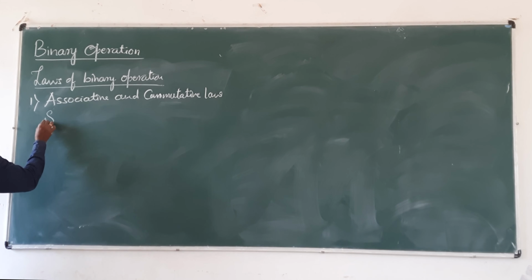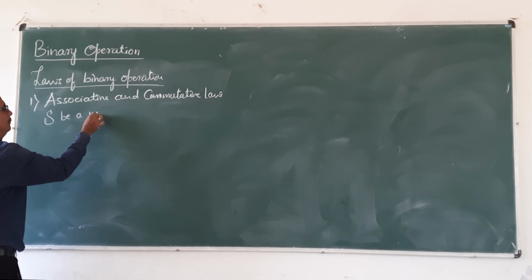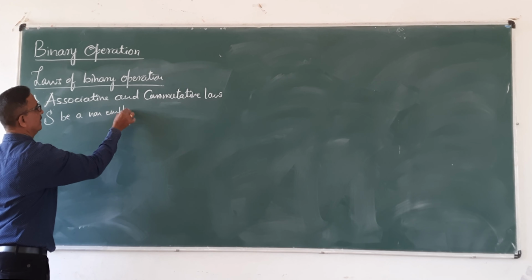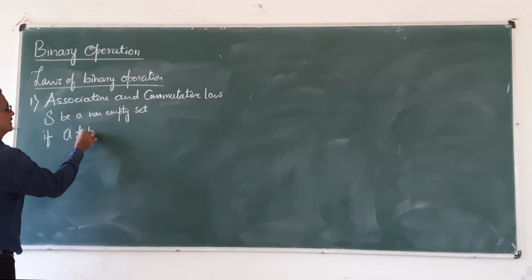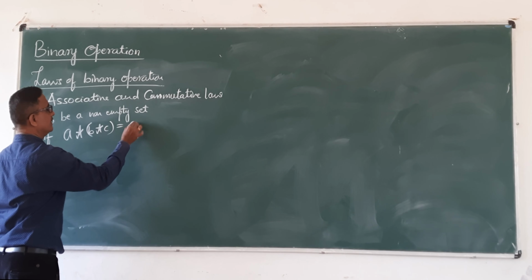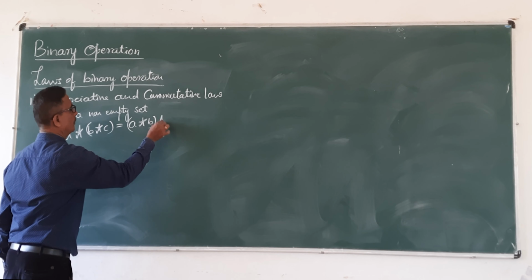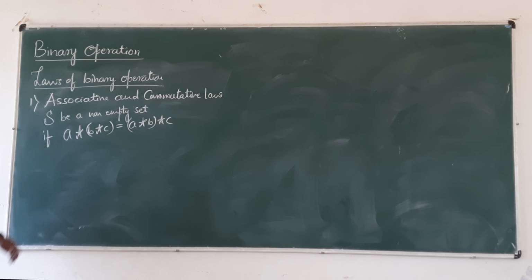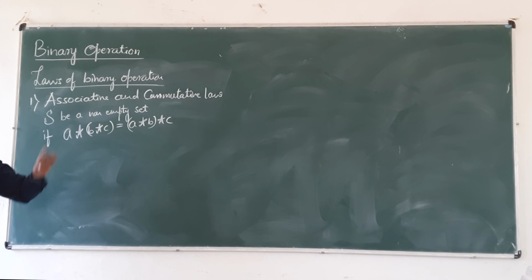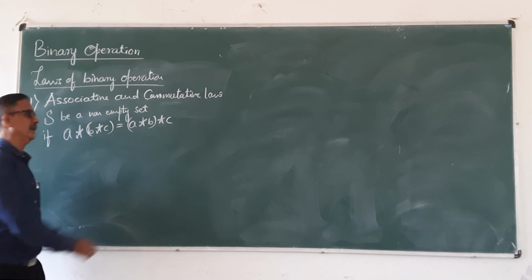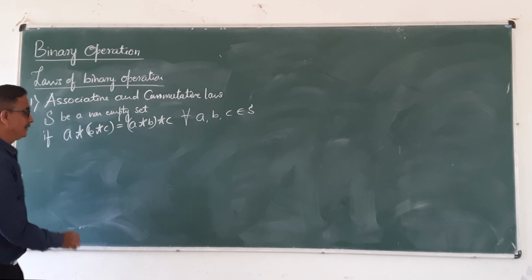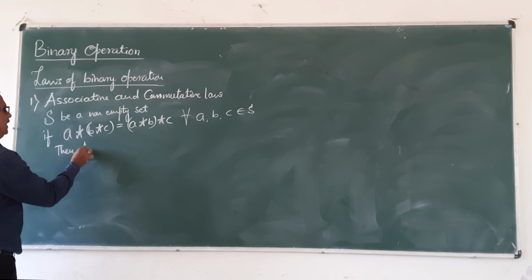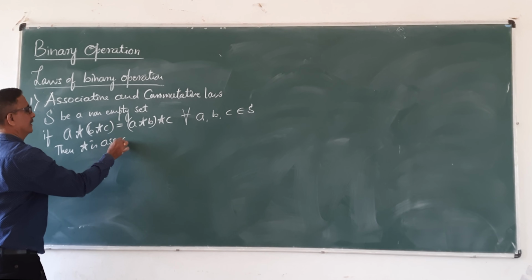Look here. Again, take one set. Let S be a non-empty set, or A be a non-empty set. Non-empty means having some elements. If in general A star of B star C is equal to A star B of star C, just interchanging the bracket, for all the elements A, B, C belonging to S, then star is said to be associative in S.